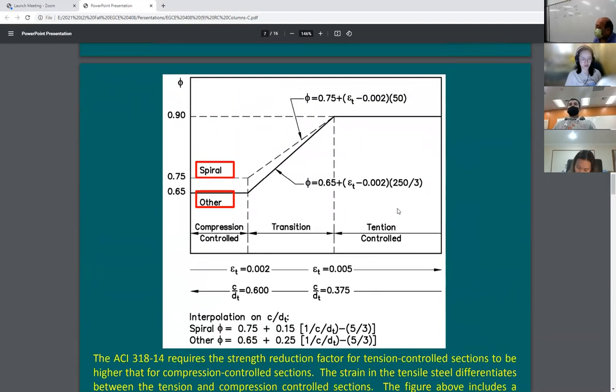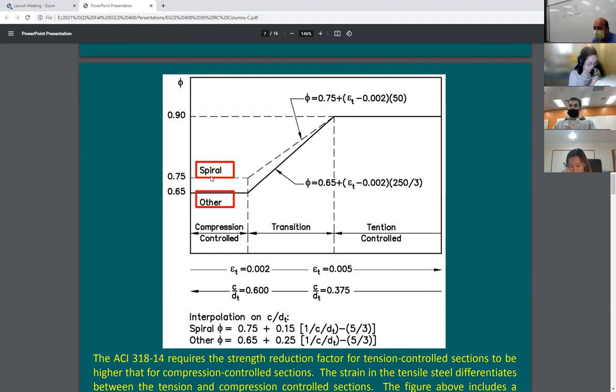The code had recognized this issue. So the code knows that this is gonna happen. Because the spiral here is not opening up, similar to what the tie is gonna experience, this is the reason that the code here is going to give you another value for the spiral column phi factor.